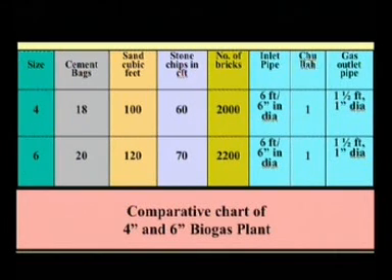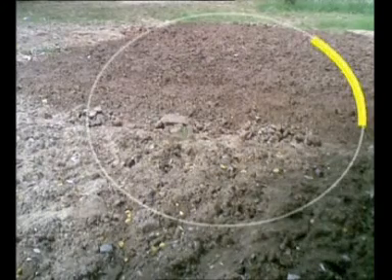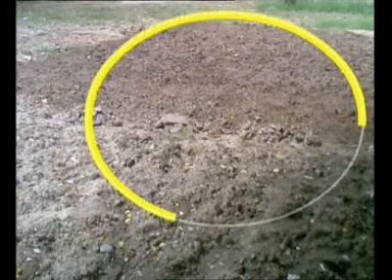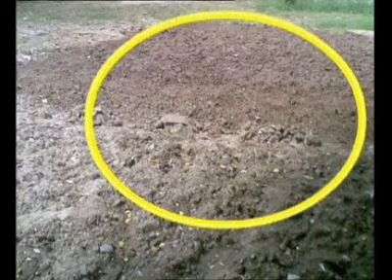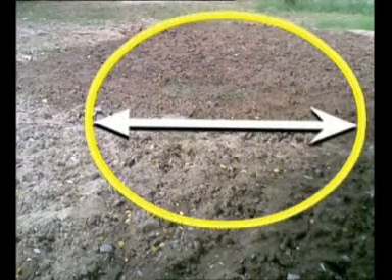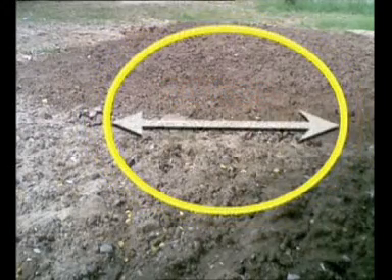Similarly, for constructing a 6 cubic meter biogas plant, we require some extra material as shown in the table. As per the size of the biogas plant, mark a circle on the ground which is at least 2 feet bigger than the actual size of the biogas plant. For the 6 cubic meter biogas plant, the diameter is kept 16 feet, and for the 4 cubic meter plant, the diameter is 15 feet.